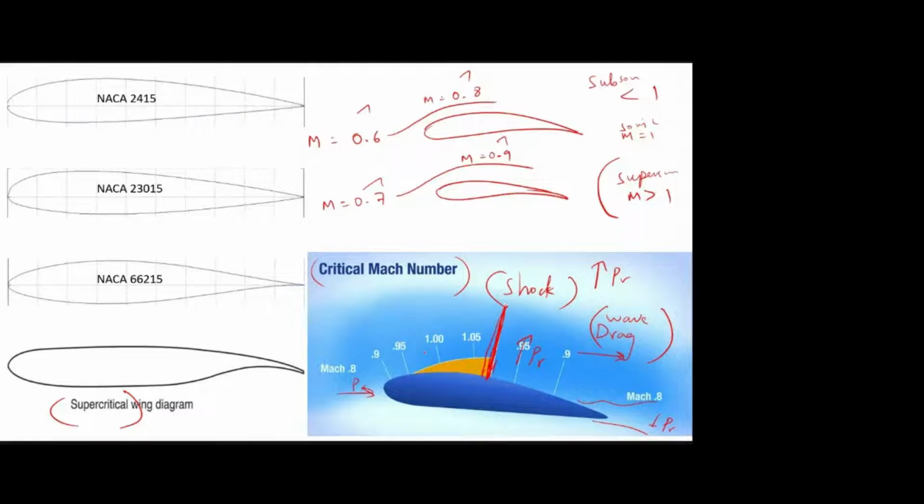If the Mach number increases, there will be a sonic or supersonic region, and there will be a shock wave, and there will be additional wave drag, and it has to be avoided.